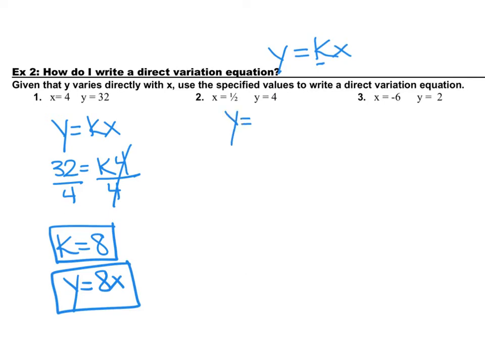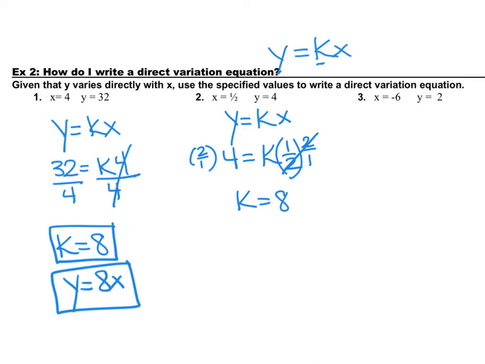Again, I'm always going to start with my equation. And let's plug in our 4 is equal to k times 1/2. All right, now let's take a look at this. We need to get that k all by itself, and the 1/2 is multiplying it. So how do we undo multiplication? We divide, and dividing a fraction is the same thing as multiplying by its reciprocal. So I'm going to just multiply by 2 all over 1 on both sides. All right, so then k is going to be equal to 8 in this case as well. So I would have the equation y is equal to 8x.